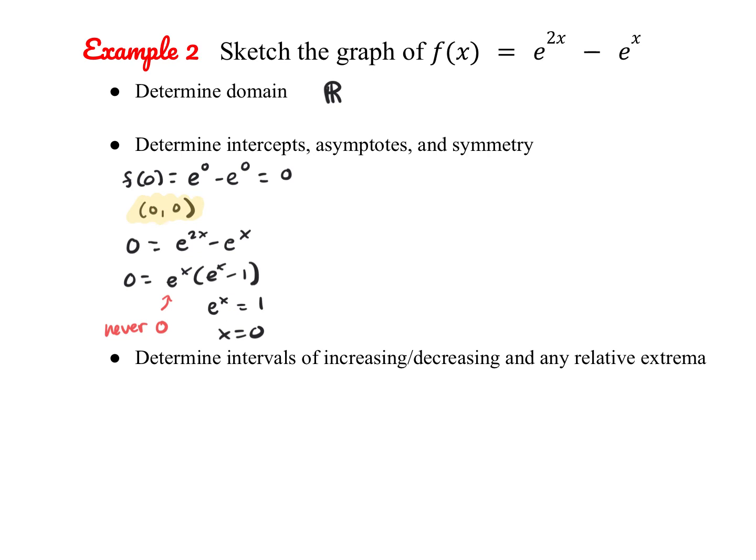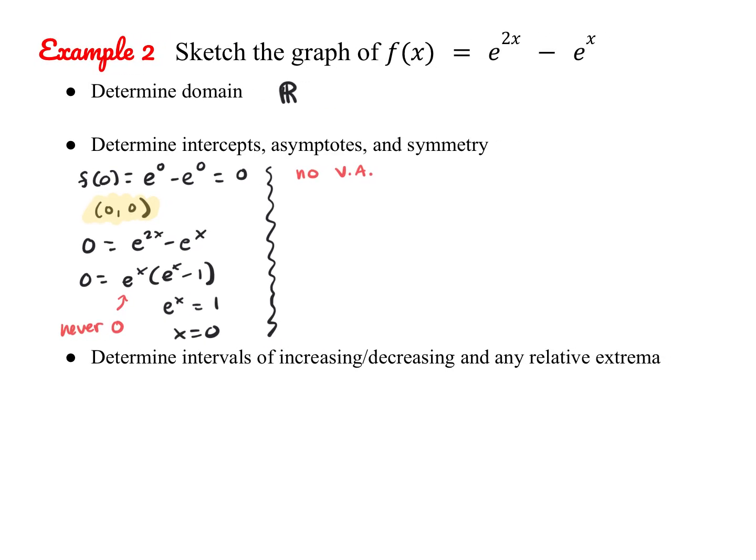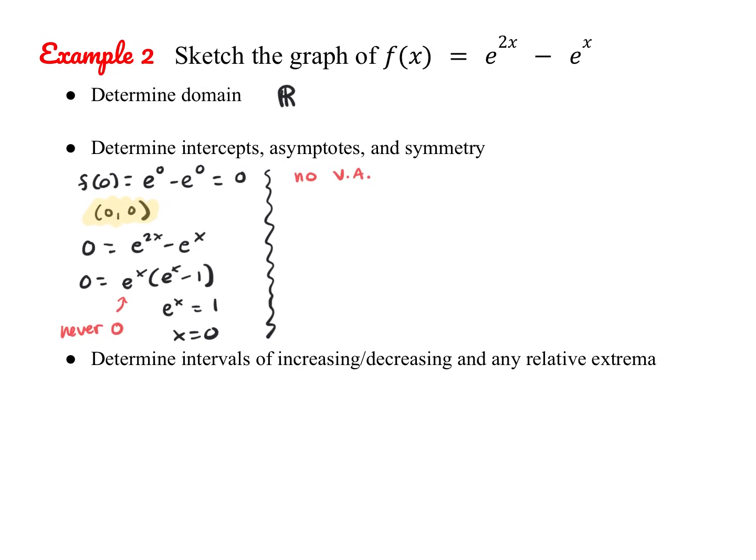Now for asymptotes, I'll make a little vertical line like this to separate it. We know that since there's no domain restrictions, there's going to be no vertical asymptotes, again, because our domain is all real numbers. But we should look for our horizontal asymptotes, so we'll take the limits as x approaches infinity.